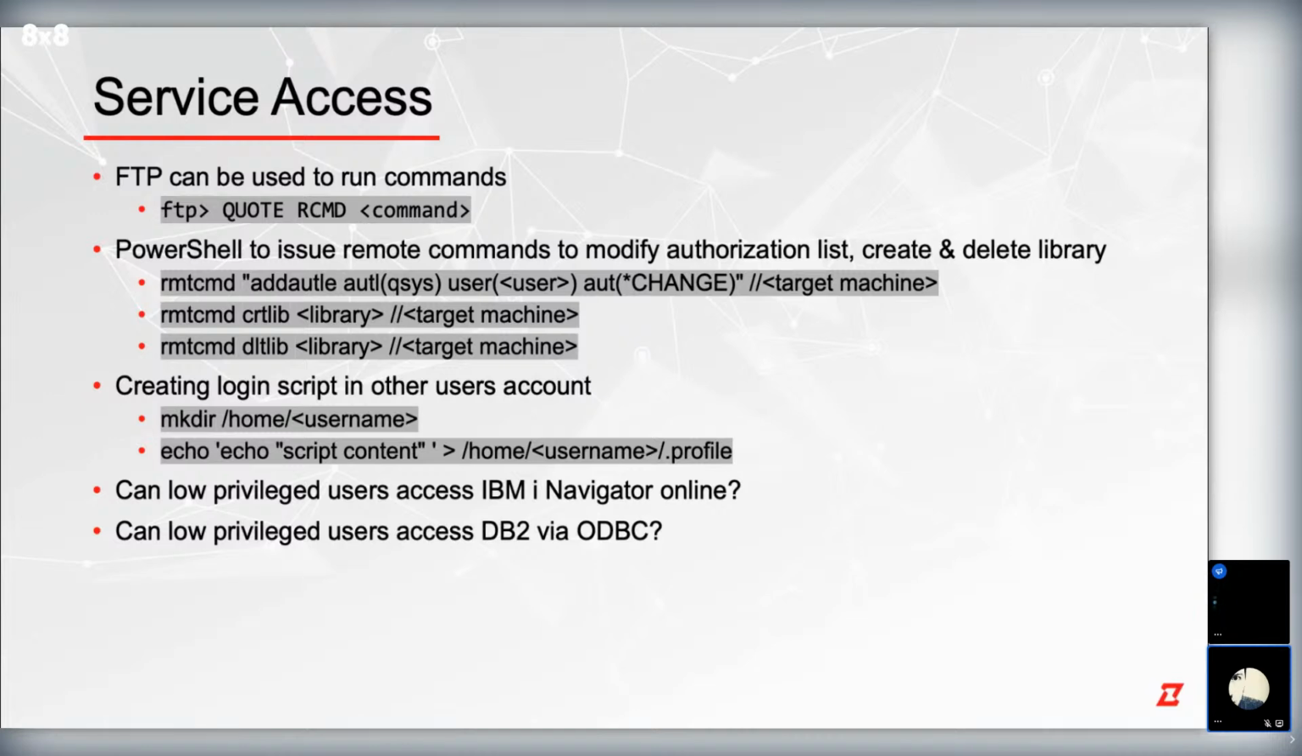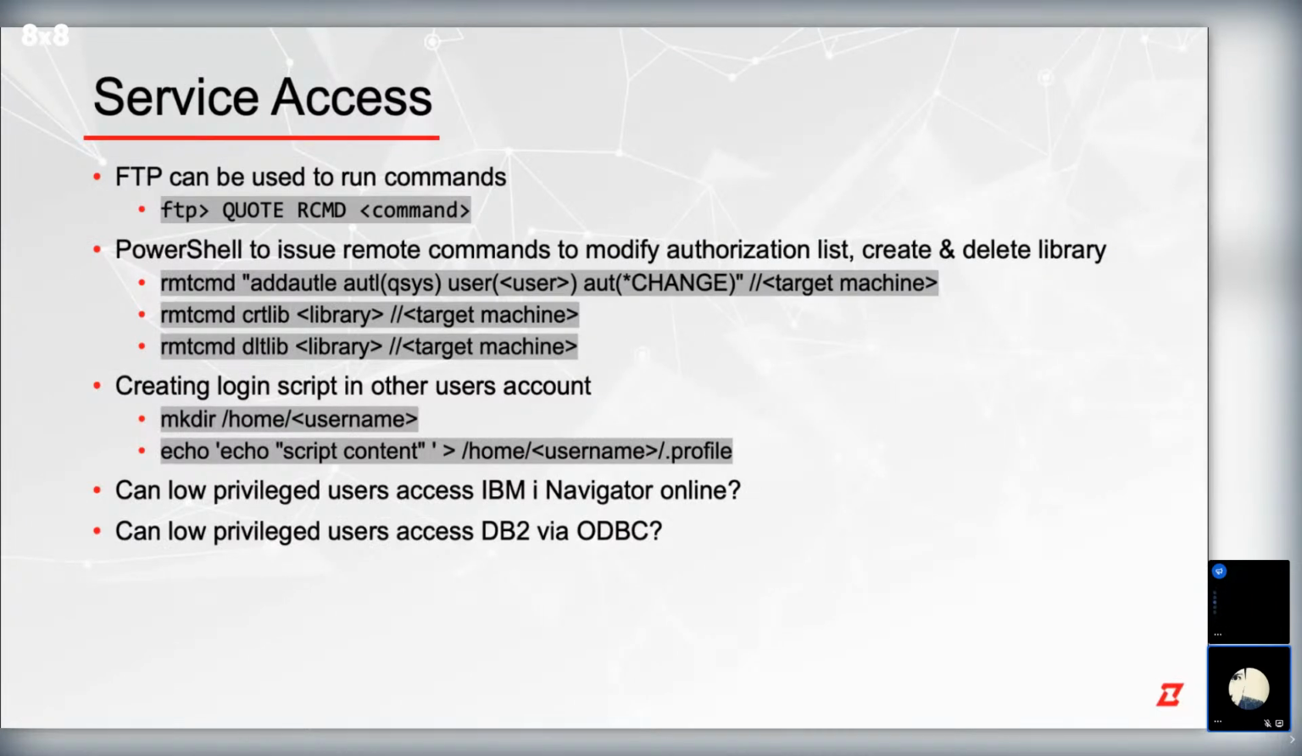Another way to do administrative functions is through PowerShell, through the rnt cmd command. And one interesting thing is, let's say the user has access to SSH, they're able to log into the system. And for whatever reason, you can traverse the entire file system, or only certain parts of the file system. One thing that could be done is in the home directory, if you create a new directory with the username of an existing user, and create a .profile file, you can add a script in there that will execute when that user logs in.